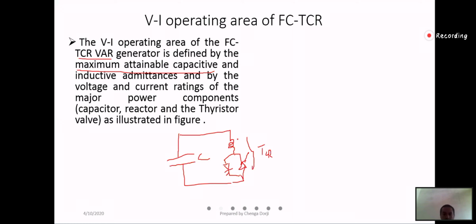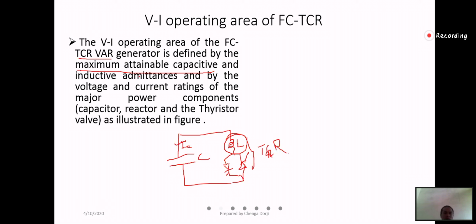So the current through this is your inductor L, so IL. Here the current IC is fixed. This current is varied by varying the value of inductor L. Okay, so now you will have again a control circuit on the gate, these gate pulses and all these things are given. This is how it is, TCR.